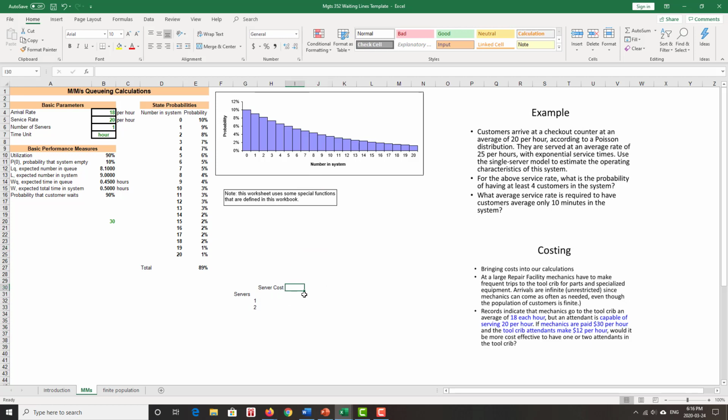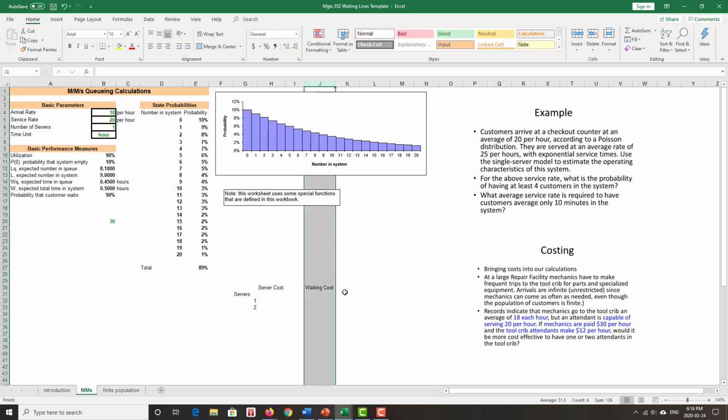Right? And so I'm just going to leave a space here. We'll talk about that. And we have a waiting cost. Now, it's not one component of cost we're interested in. We're interested in the total cost, right? Because we're going to balance these all off. But at the end of all this process, what we care about is server cost.